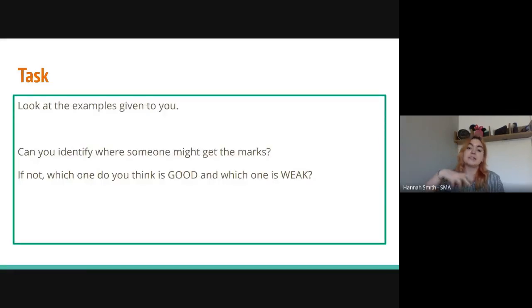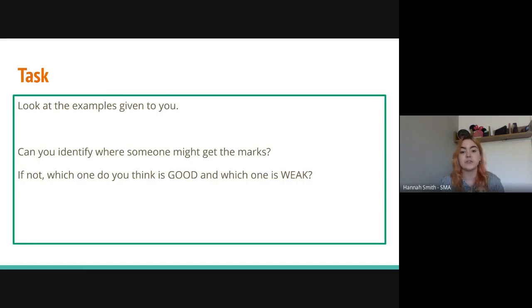Now, there is a document that has been assigned to you with examples of past paper answers. The SQA are pretty good now at when they put out the marking scheme, when they release it publicly, they also give example answers that they received. This is really useful for you guys and for me as a teacher to go, yep, I agree, that's where it would get a mark.